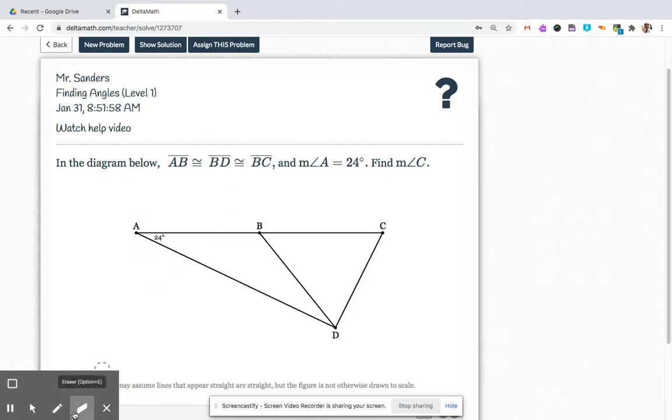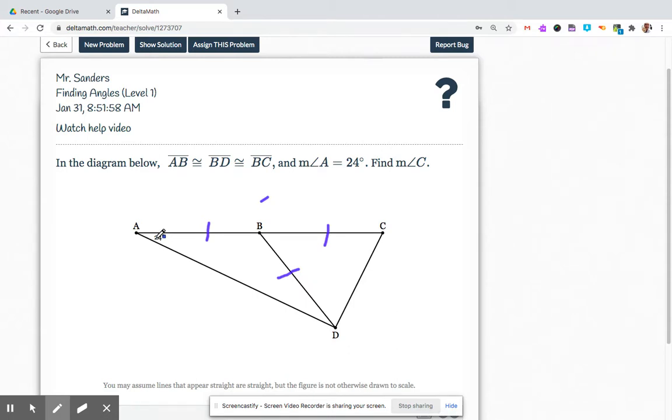All right, in the diagram below, we want to mark everything. That's kind of the same. AB is the same as BD. Line AB, this one right here, is the same thing as line BD. So that means if the sides are the same, these angles are the same. And line BC, right there. Measure of angle A is 24. Find measure of angle C.